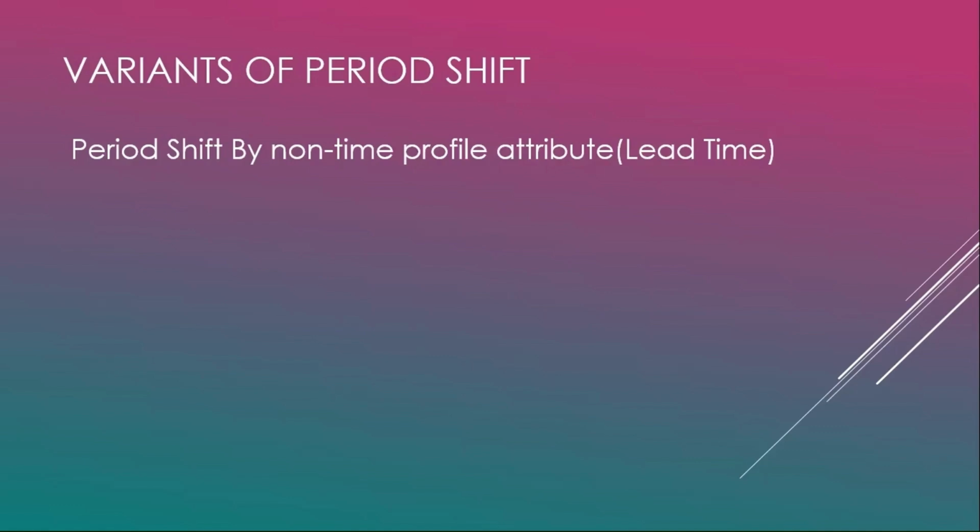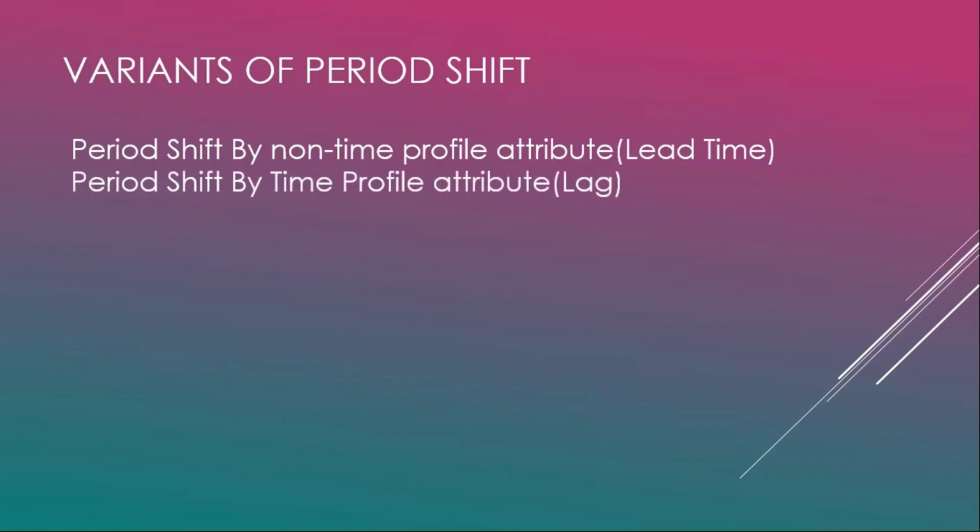There might be another type of period shift which can be done by the time profile attribute, such as lags. And the third type of period shift can be through a key figure. The key figure will have different period shift values for different months, and the periods will be shifted accordingly.